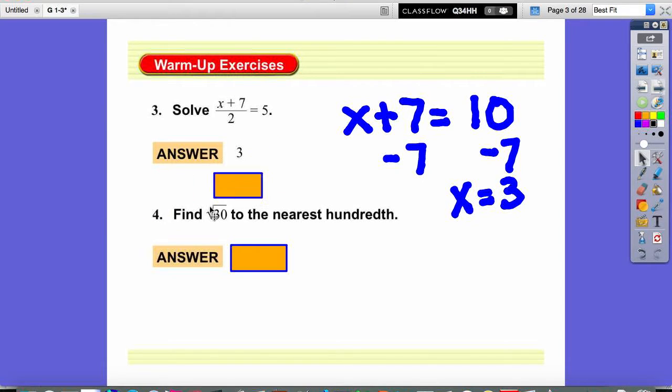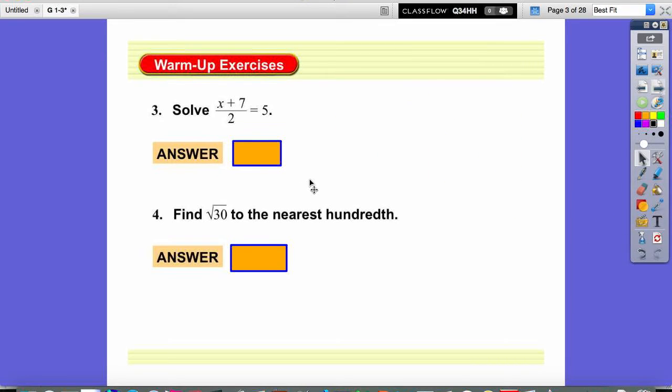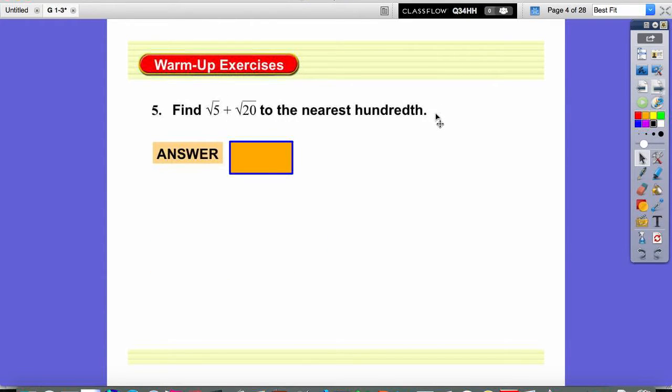For the square root of 30 to the nearest hundredth, you're going to use a calculator. You're going to put in the number 30, then the square root symbol, and round to 5.48. And if we round the square root of 5 plus the square root of 20, in the calculator you find the square root of 5, then you find the square root of 20, you add them together, and you get 6.71.